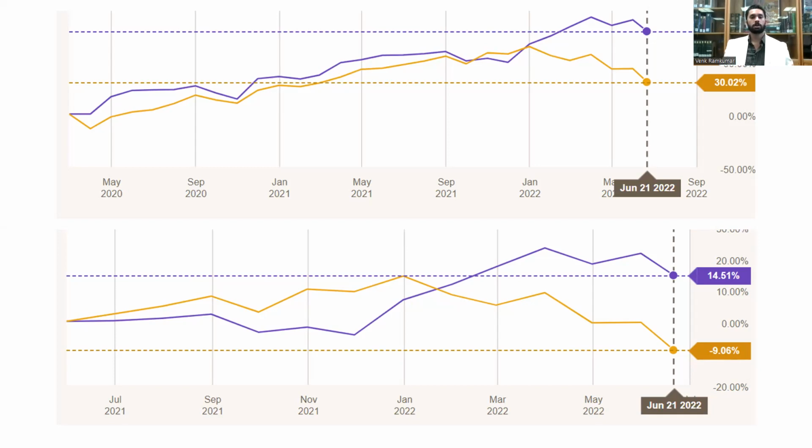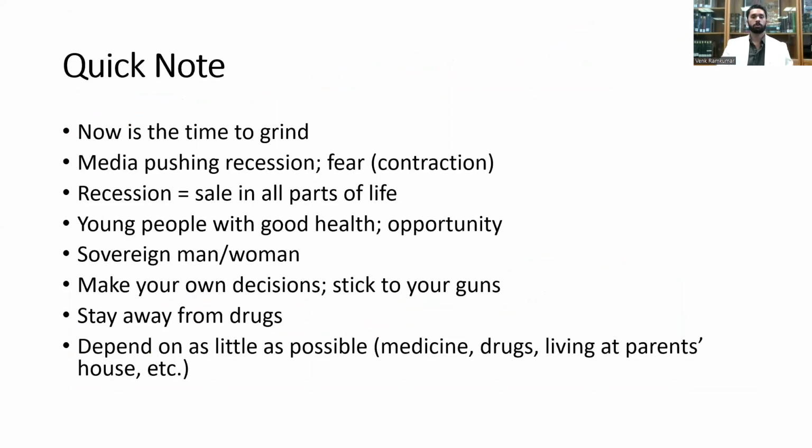Before I get into my stock analysis, before I tell you what stock I'm actually buying right now, I should say company, because I really look at it as a company, I want to give you a quick note. This is going to sound kind of cliche, but I really believe in this, and that's why I'm saying it. I'm passionate about this. Now is the time to grind, guys.